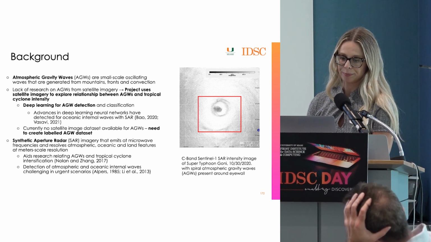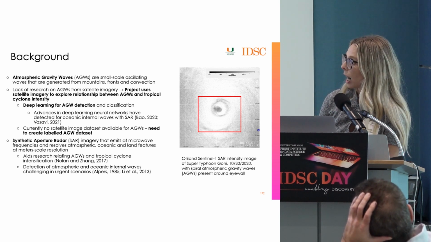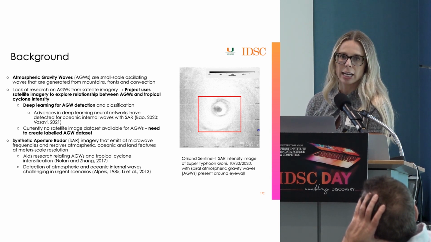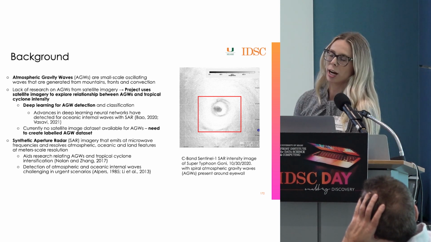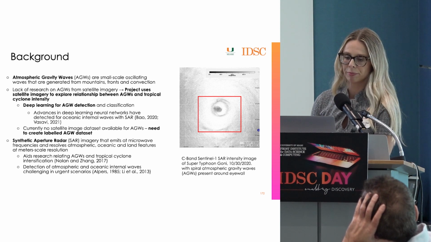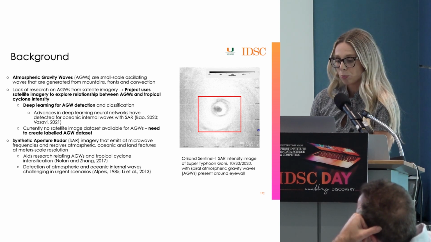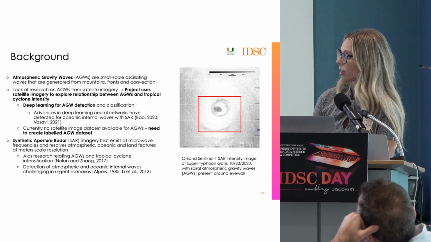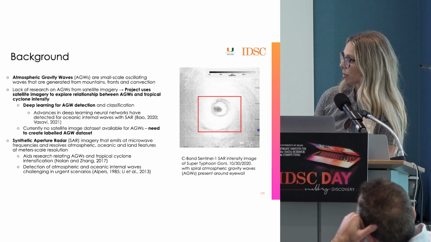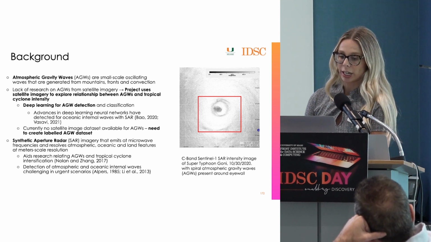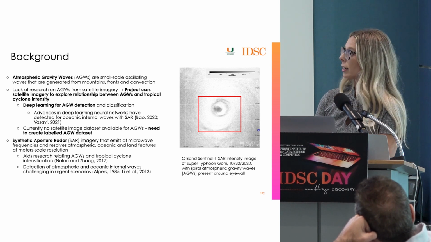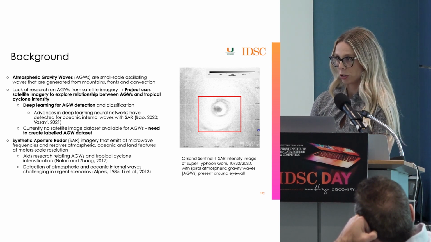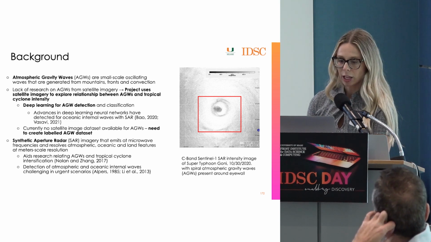And this research got me interested in looking into these satellite image atmospheric gravity waves, from, I don't know if Dave Nolan's still here, but his paper that he published analyzing some of these features within buoy data. I was really interested in pursuing this with the IDSC grant because there's a lack of research on these types of features in the SAR imagery. This project is really useful for exploring the relationship between these atmospheric gravity waves and tropical cyclones. And there's currently no labeled data set available for satellite imagery of these features. So that's something that I wanted to develop.